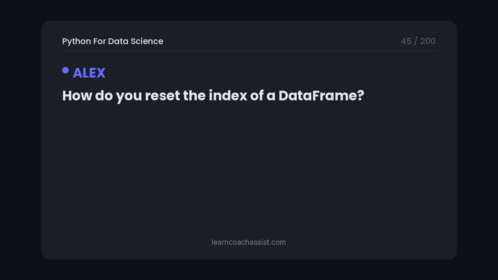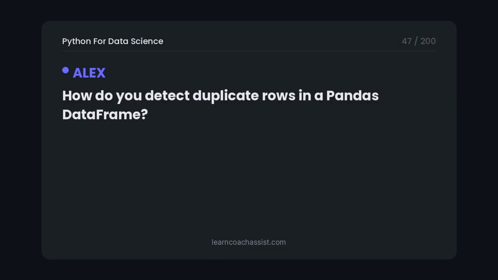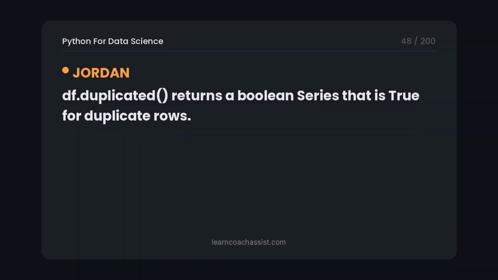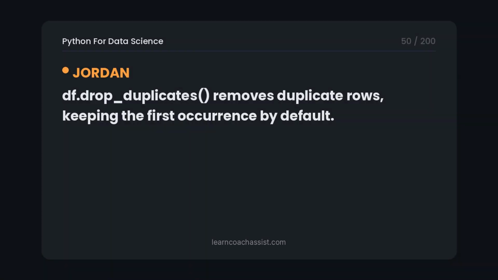How do you reset the index of a DataFrame? df.reset_index(drop=True) resets the index to default integers; drop=True discards the old index. How do you detect duplicate rows in a pandas DataFrame? df.duplicated() returns a Boolean series that is True for duplicate rows. How do you remove duplicate rows from a DataFrame? df.drop_duplicates() removes duplicate rows, keeping the first occurrence by default.